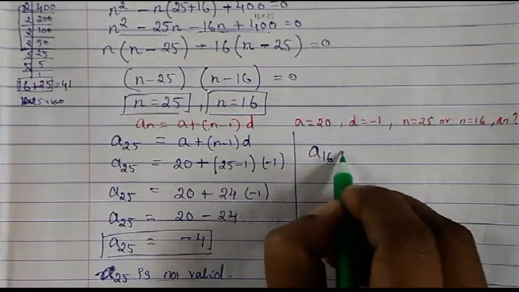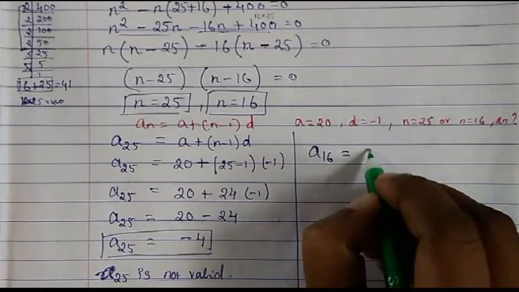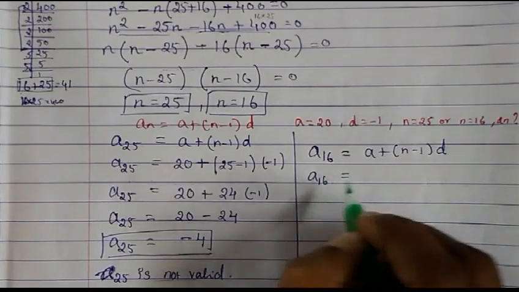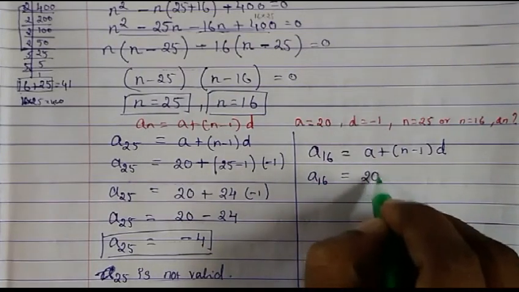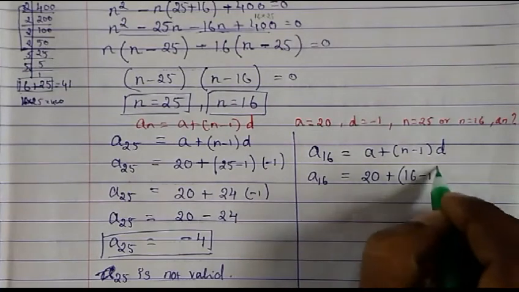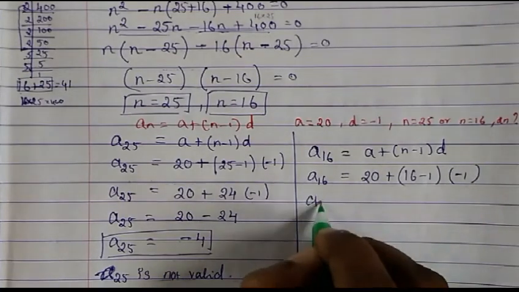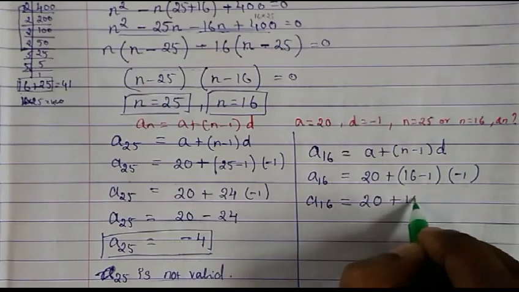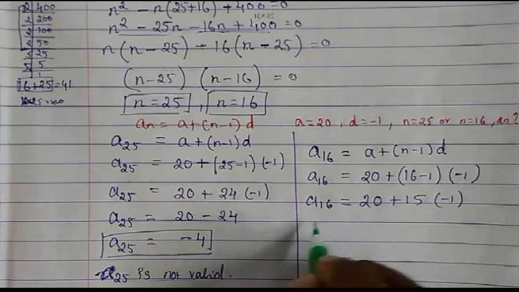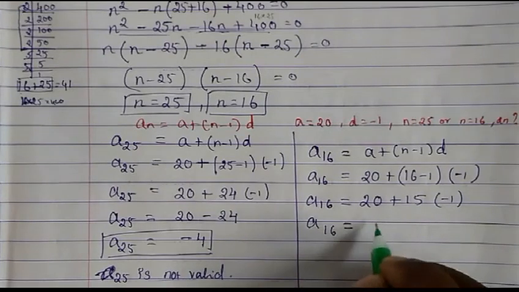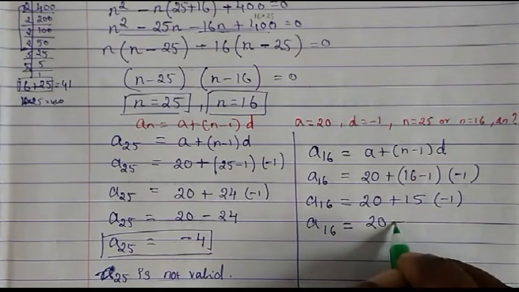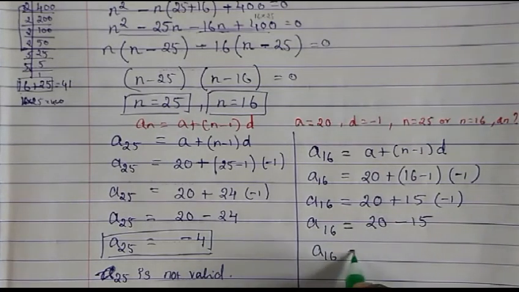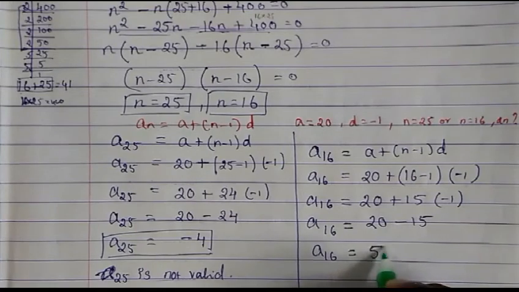Okay, so now let's try for the 16th row. If there are 16 rows, how many will we get? So that means a plus n minus 1 d. If 16 rows, then a value is 20, 16 minus 1, d is minus 1. So 20 plus 16 minus 1, 15, into minus 1. So 20 minus 15 will give us 5. That means A16 will give us 5.